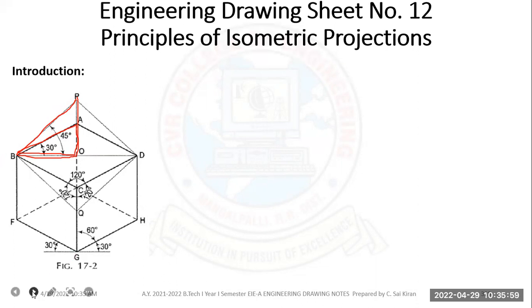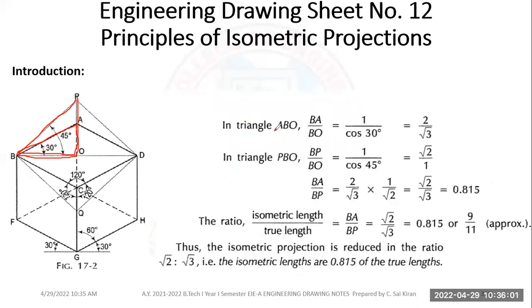You have to calculate, so you have to use trigonometry formulas. In triangle ABO, we are taking BA by BO equal to 1 by cos 30, because the angle is 30 degrees. Cos 30 is root 3 by 2, so BA by BO comes as 2 by root 3.